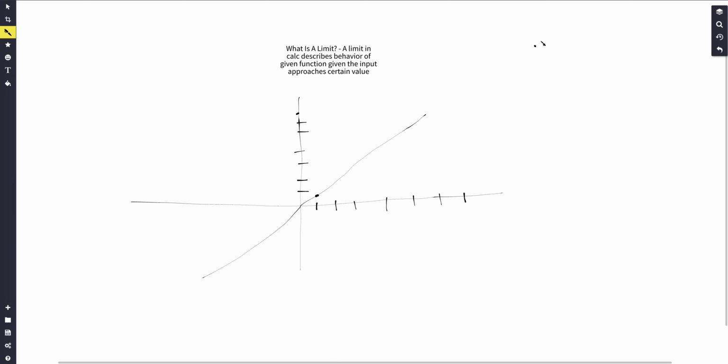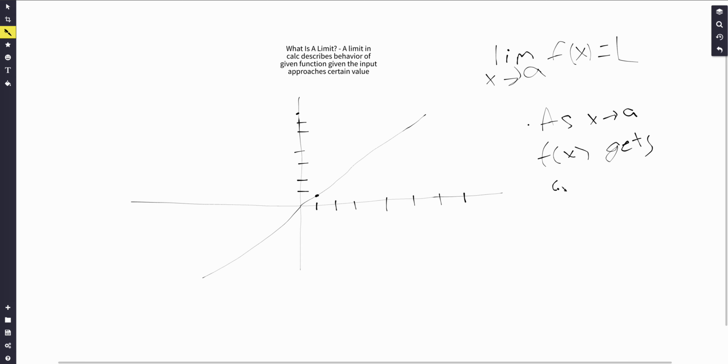So the limit formula can be written like this. The limit as x approaches a of f of x is equal to L. Okay, so what this means is, as x approaches a, f of x gets closer to L. Okay, this is important to know because we're going to be writing most of our things in this function notation.